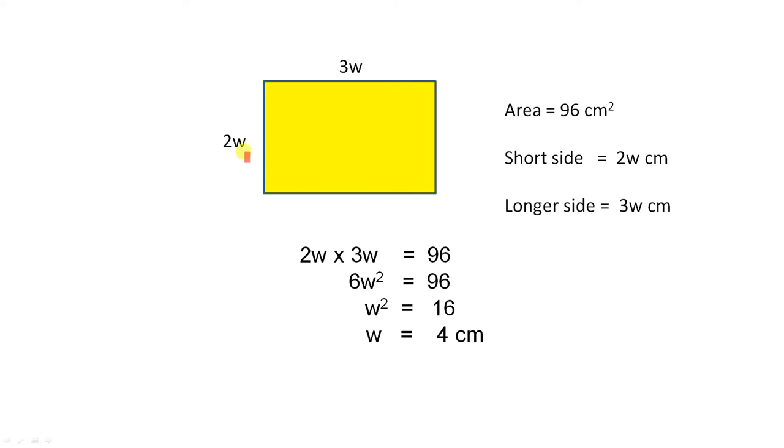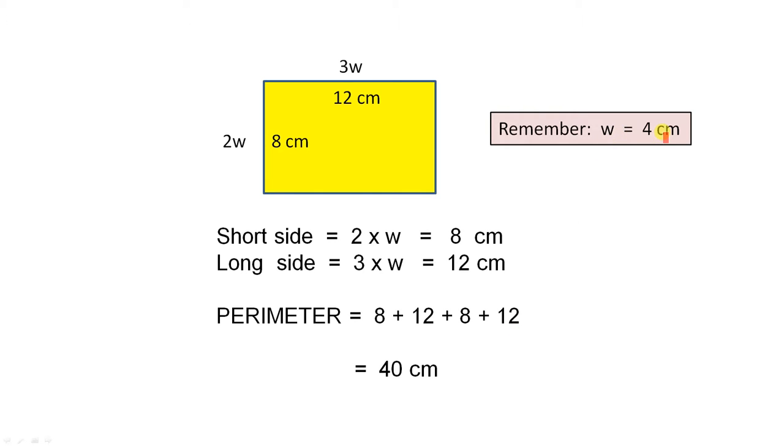Now, to work out the area, remember you multiply that length by that length. That gives you the area of any rectangle. So 2w by 3w is 96, because that was the area. Multiply those two together to give you 6w squared equals 96. Divide both sides by 6. w squared equals 16. So w equals 4 centimetres. So that is the value for w. Now let's go on to the next slide.